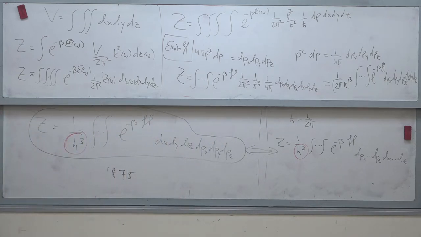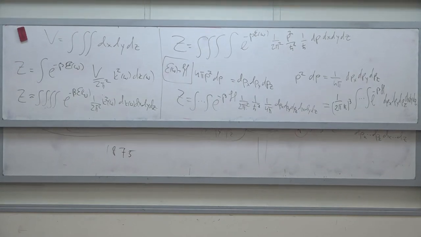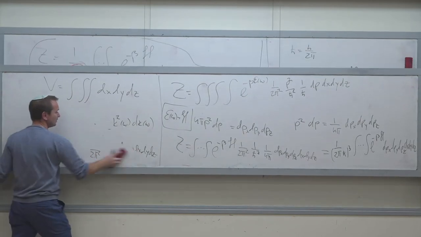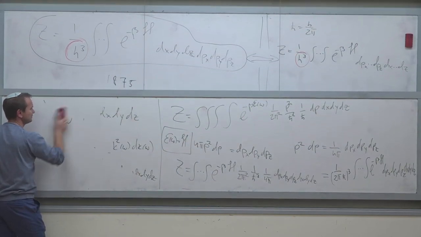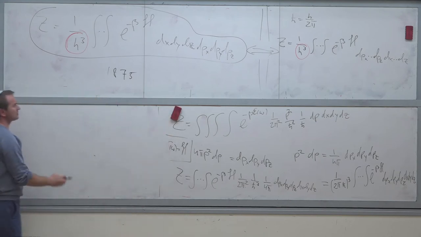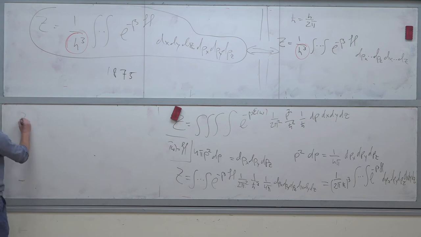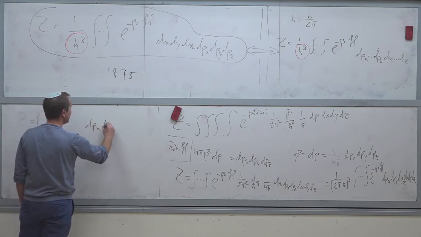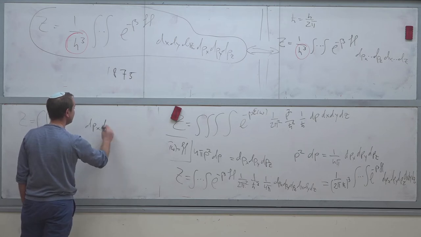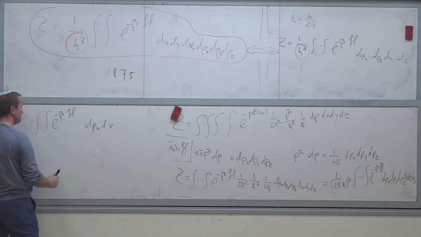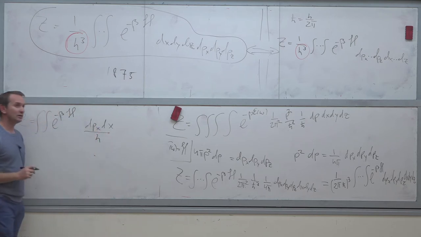But the idea of Gibbs was pretty similar, and we can understand it a little bit more if we look only at a one-dimensional system. So what is the partition function if we're looking only at a one-dimensional system? We have an integration over dpx, dx, e to the power minus beta, the Hamiltonian, and here we have h.